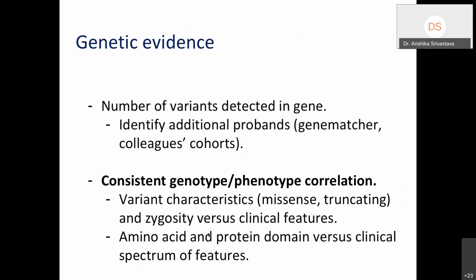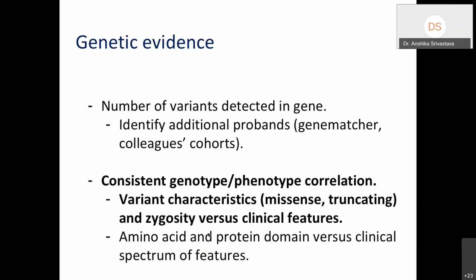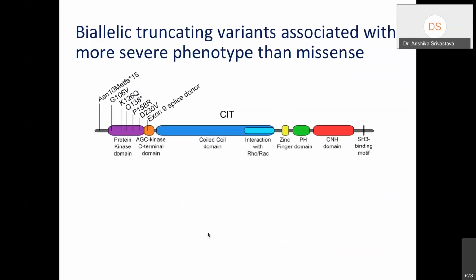Next, we have to do consistent genotype phenotype correlation. For example, as I told, variant characteristics, whether it is a missense or truncating, zygosity versus clinical features. For that, we laid out the domain architecture of citron kinase, and then we mapped the mutations in the citron kinase domain. And we observed that the biallelic truncating variations are associated with more severe phenotypes than missense, because we correlated our genetic findings with our phenotypic findings.